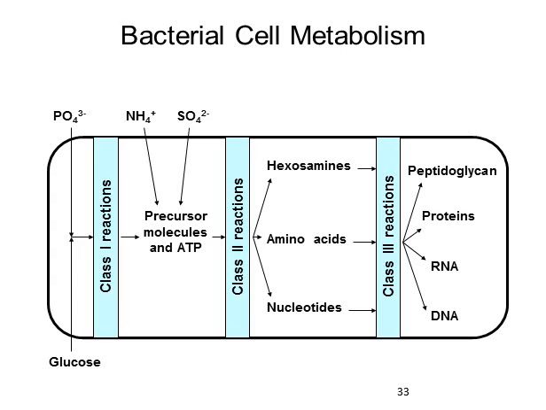As a very brief overview of bacterial cell metabolism, you have effectively three different classes of reactions. The first are the class 1 reactions, where very, very simple molecules such as glucose and phosphate are combined together with other very small molecules to form precursor molecules and ATP. Class 2 reactions then take these molecules to create larger structures such as nucleotides, amino acids and hexosamines. And finally the class 3 reactions take these substances to create peptidoglycan, proteins and the RNA and DNA that bacteria require.